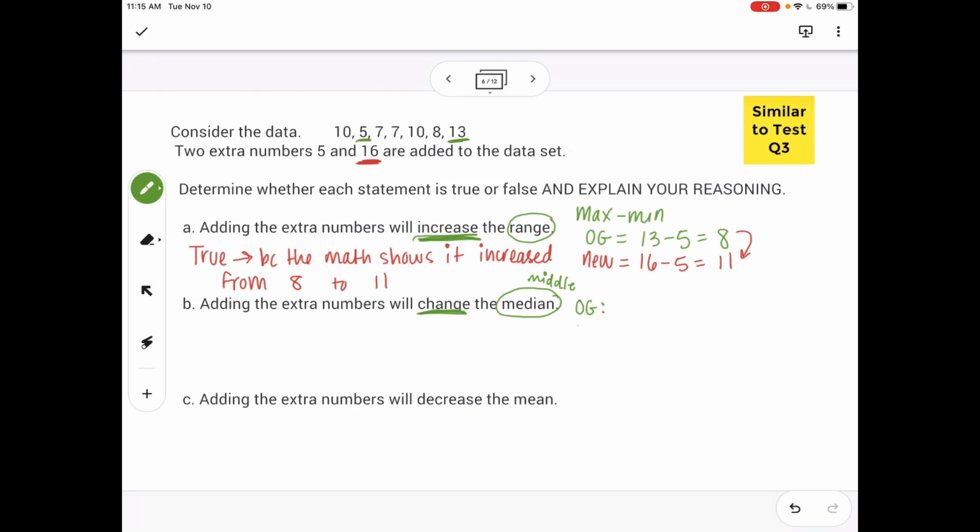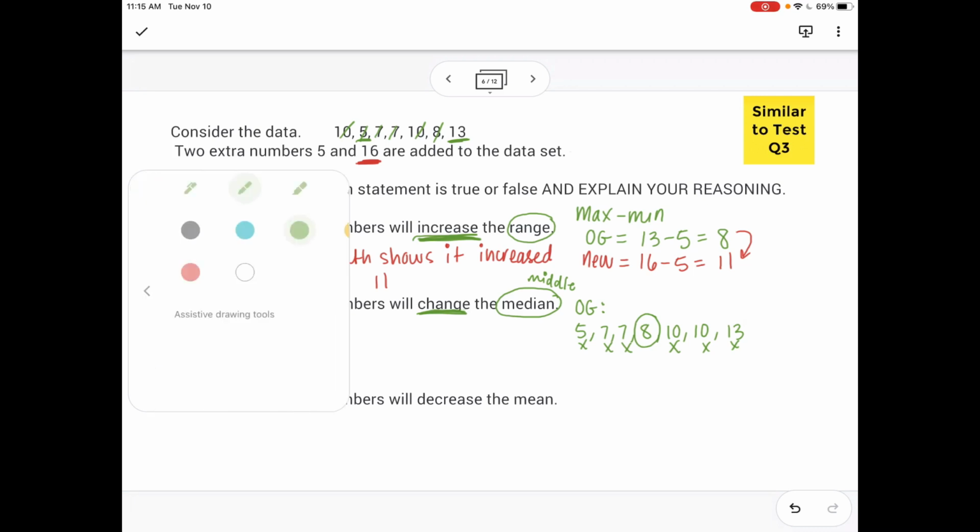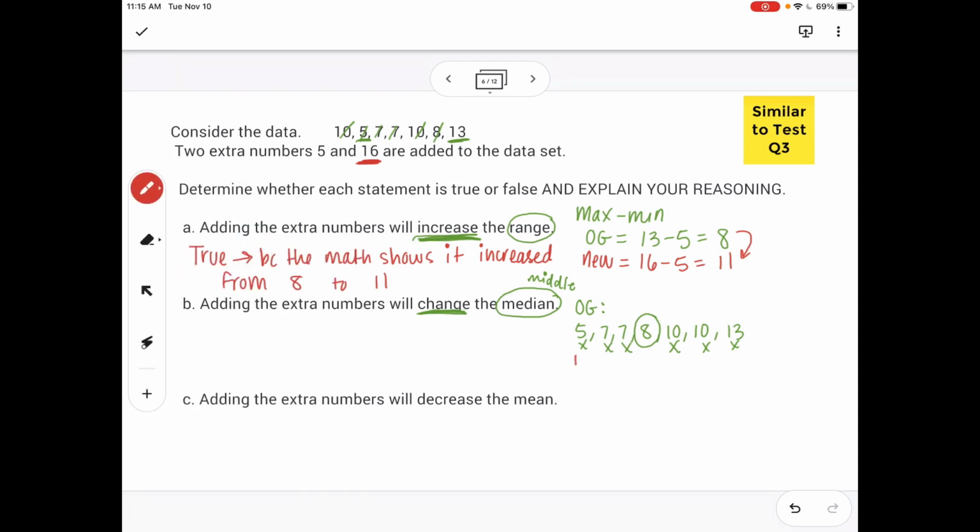So let's see, it looks like 5 would be the smallest number. Then I have 7, 7. Then I have 8. I have 2 10s. And then I have 13. All right, so let's find the middle there. Remember, you can just X off until you get to the middle. In this case, looks like we have an odd number in our set, so our middle would just be right there at 8. Now, try it out for your new set and see if it changes.